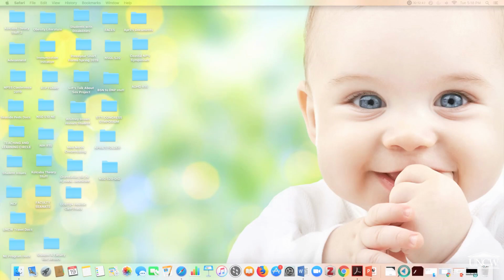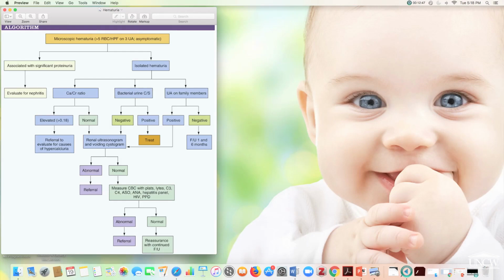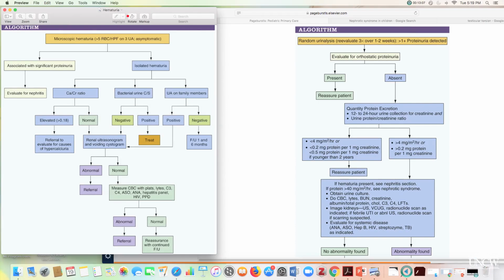I'm going to find my other good picture. I wanted to go over some things you see that are pretty common in practice. So one of those things is going to be, find the other one here. One of those things is going to be hematuria. The other one is proteinuria. I'm going to move this over here and put that there.